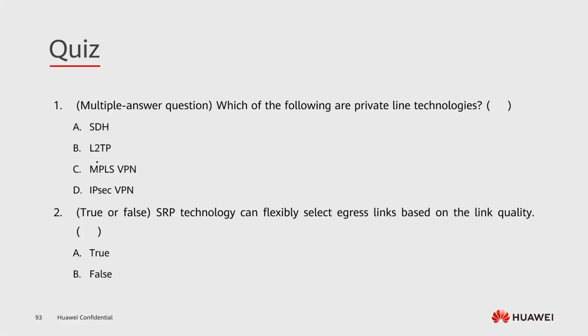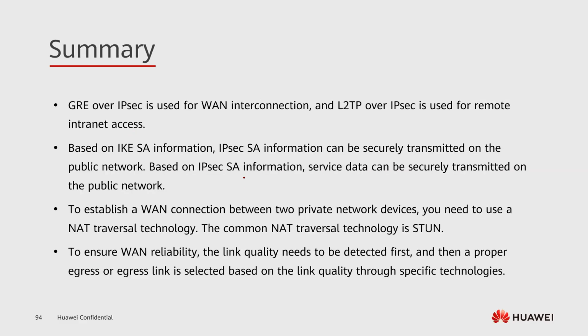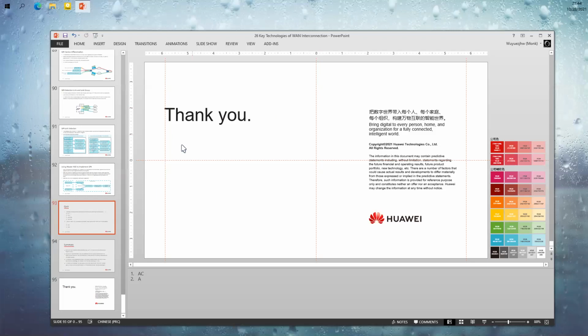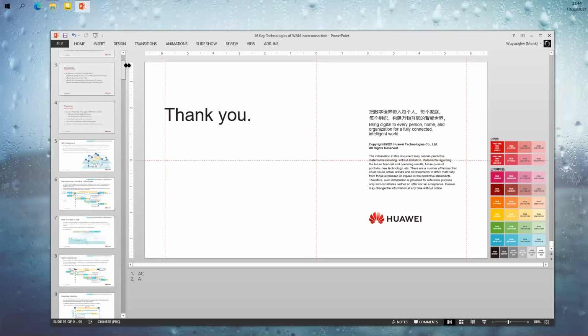Okay, then let's do some quiz. First question: which of the following are private LAN technology? SDH, MPLS. SPR technology can flexibly select the egress link based on the link quality. True. Okay, summary, we pass. That will be the whole information for the key technology of WAN interconnection.